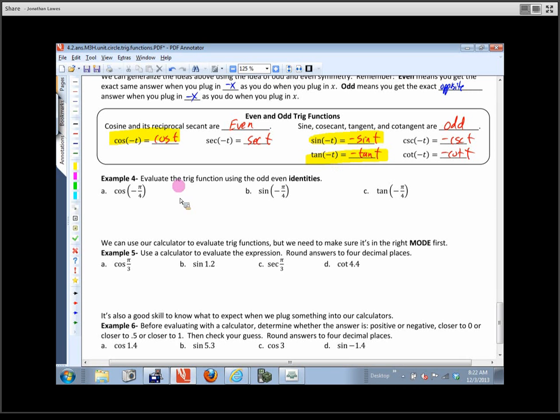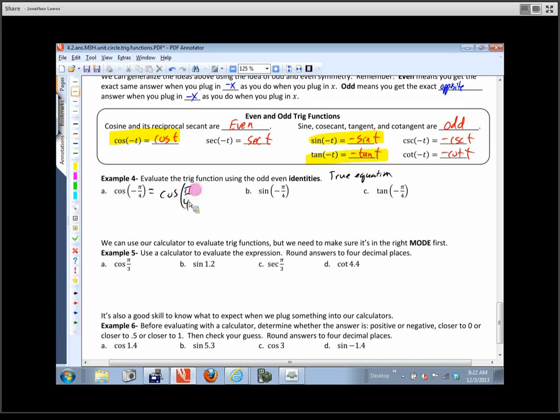So this one says, evaluate the trig function using odd-even identities. I think I've used this word, but we haven't really talked about it very much. So let's define what this is. An identity is a true equation. Okay? So these that I've highlighted here, in fact, all 6 of those are true equations. And sometimes you can use those identities, those true equations, to make your work just a little bit easier. So if I have the cosine of a negative angle, does it matter whether it's positive or negative? It doesn't. So this would just be the cosine of pi over 4.